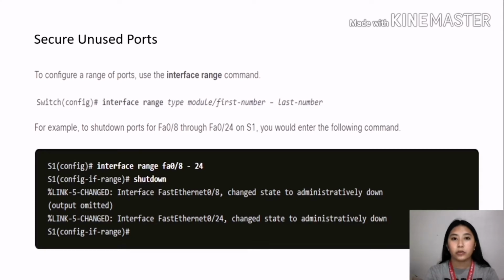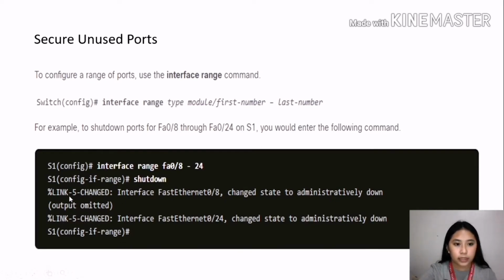So as you can see in this figure, to configure a range of ports, use the interface range command. Switch(config)# interface range, type the module, first number, and the last number. For example, to shut down ports FastEthernet 0/8 through FastEthernet 0/24 on S1, you would enter the following command. As you can see: S1(config)# interface range fastethernet 0/8 - 24, S1(config-if-range)# shutdown.